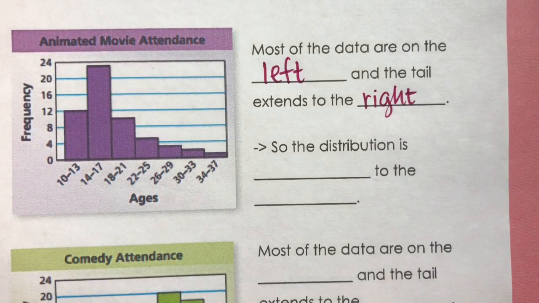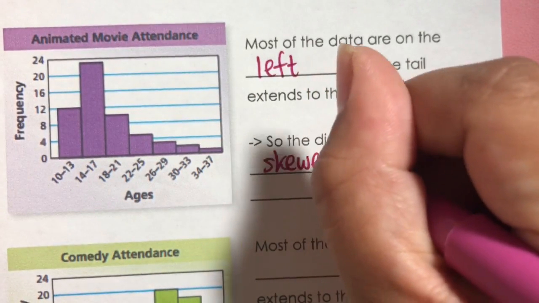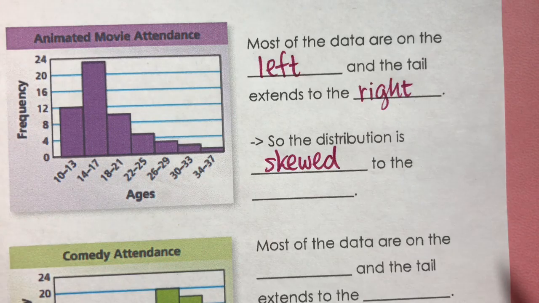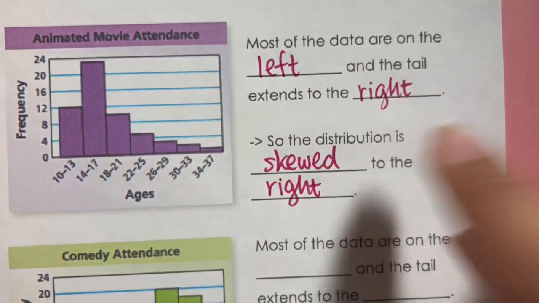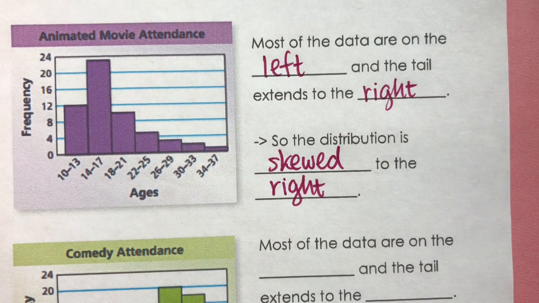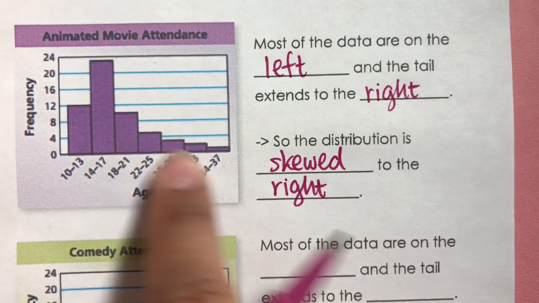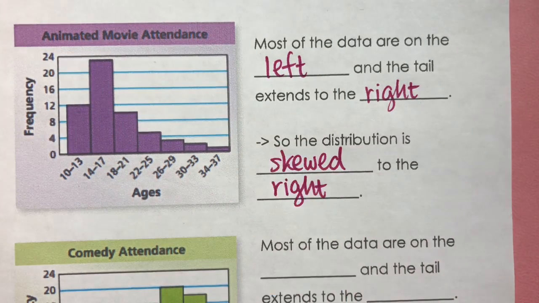So the distribution is skewed to the, what do you think it is? To the right. Because the tail is extending to the right side of the graph. So whatever side the tail is extending to, that's where the distribution is skewed. The distribution is skewed to the right because the tail is extending to the right side of the graph.